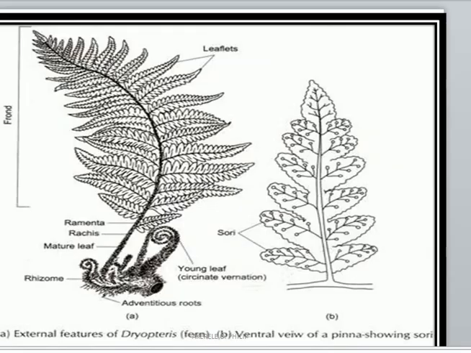Pteridophytes are more advanced. Why are they more advanced? Because they can reproduce without water. They have xylem and phloem, which is called vascular bundles. They have roots. Let me go back a little bit.